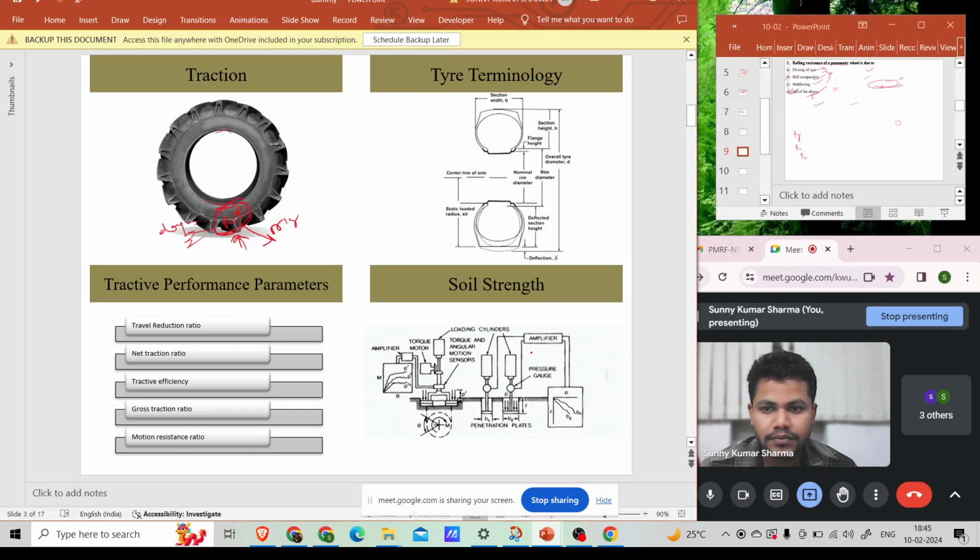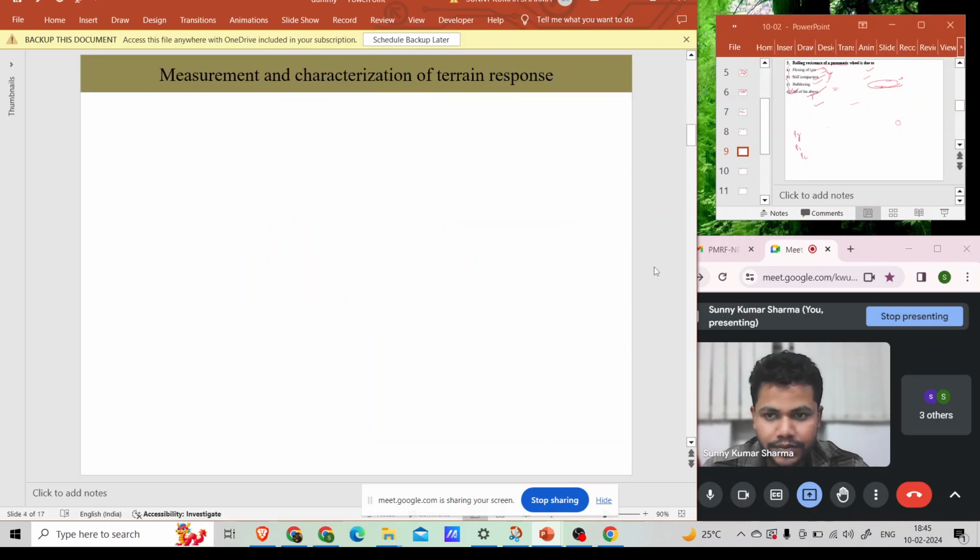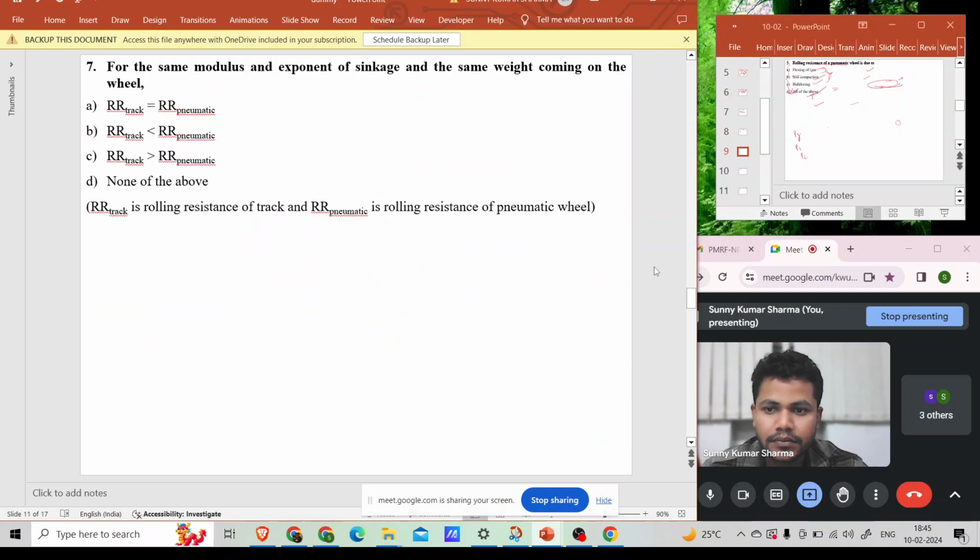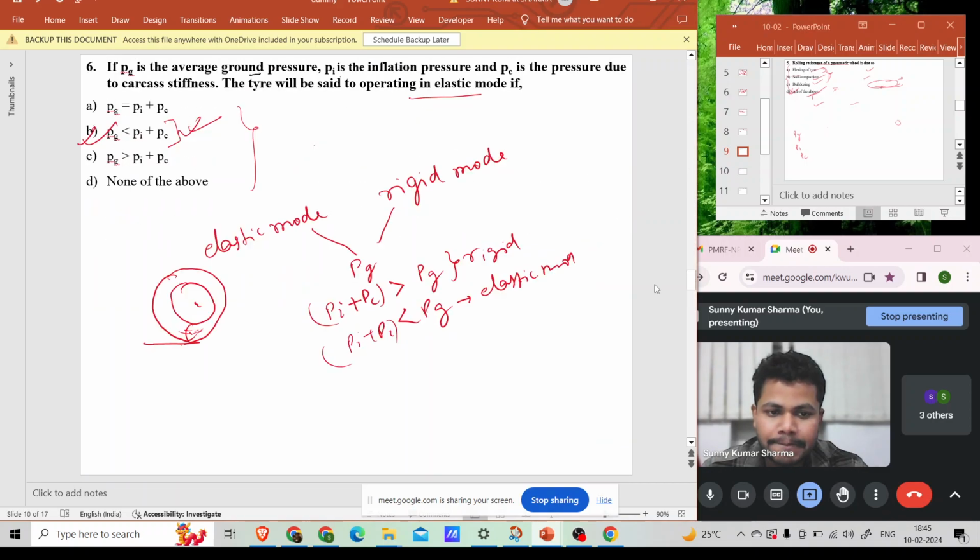Yes, carcass pressure is due to sidewall deflection. If it gets deflected, then it is elastic mode. And if carcass pressure plus PI combined does not allow the wheel to deflect, then that wheel will act in rigid mode. Okay. High deflection means high pressure and low deflection means low pressure. Yes, got it. You are saying something. You can also write.